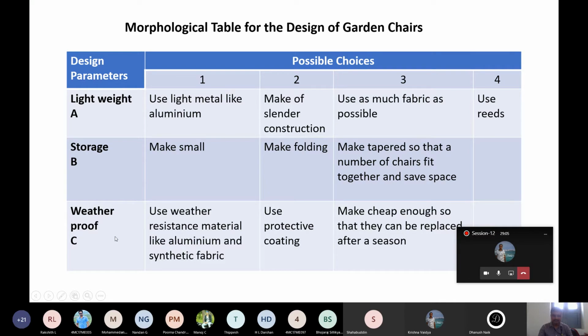So in order to achieve this consideration, use weather resistant material like aluminum and synthetic fabric. That is one thing. If you are using metal, which may corrode when it is exposed to moisture, then you have to go for painting it. Use protective coating. That is nothing but painting. That is required for metallic chairs.